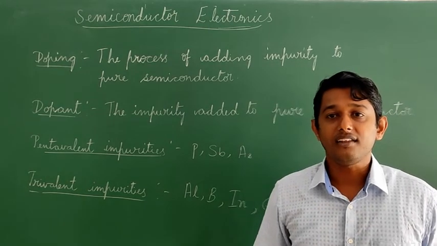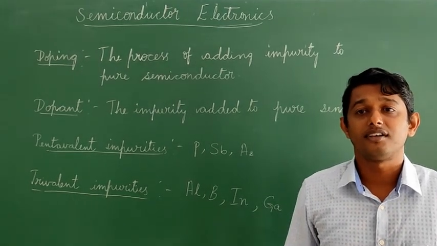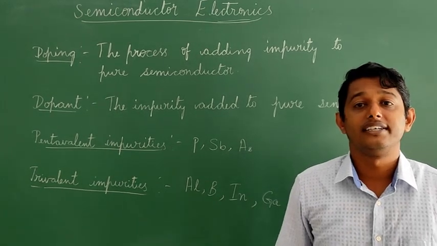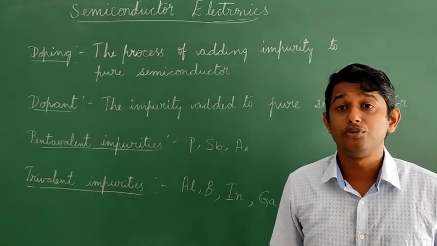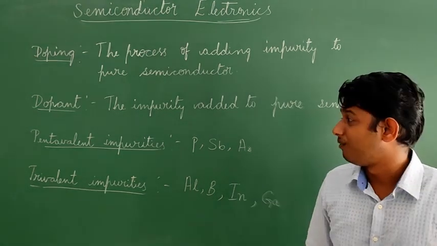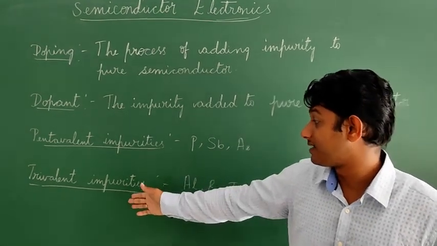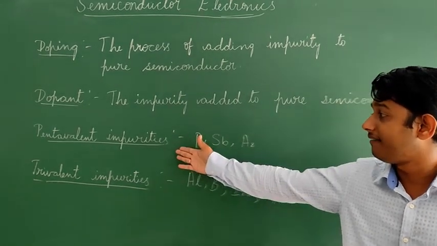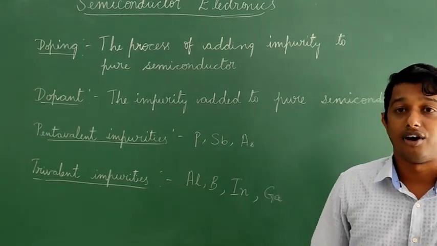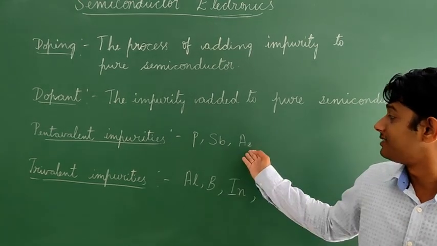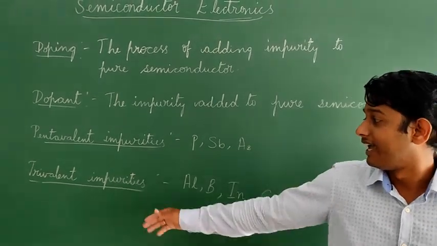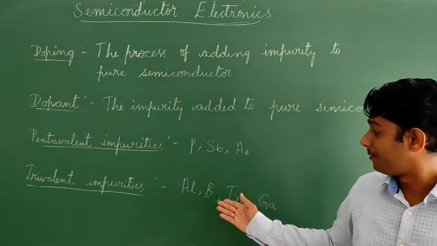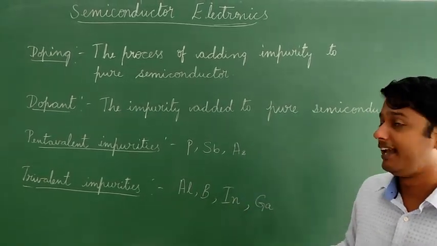There are two types of dopants used in doping the tetravalent silicon or germanium. One is pentavalent impurity and the next one is trivalent impurity. The examples for pentavalent impurity are phosphorus, antimony, arsenic, etc. And the examples for trivalent impurities are aluminium, boron, indium, gallium, etc.